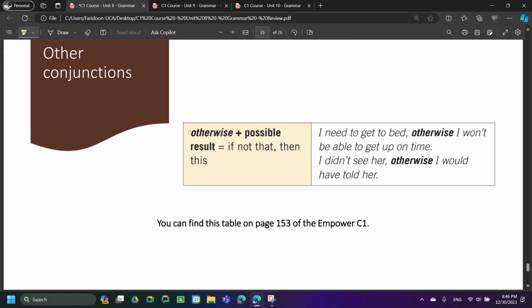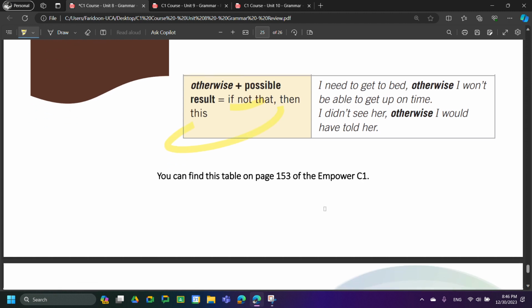Okay, and the last one is otherwise plus a possible result, and it means if not that, then this. So kind of like giving a different choice, right? I need to get to bed. Otherwise, I won't be able to get up on time. And I didn't see her, otherwise I would have told her. So it's kind of like if this one does not happen, then this will happen, right? It's kind of like that.